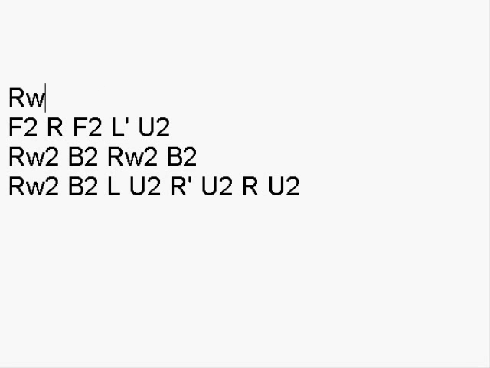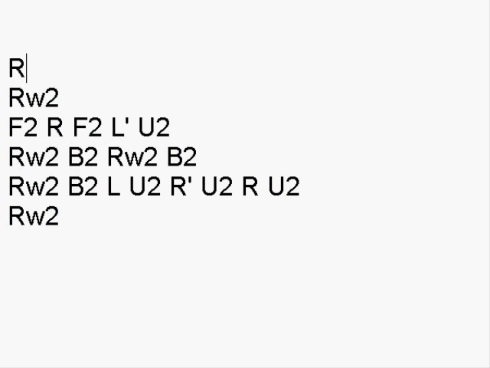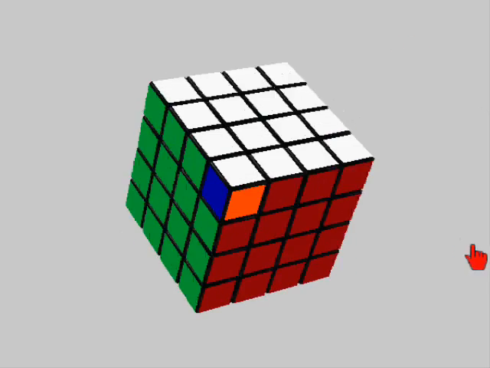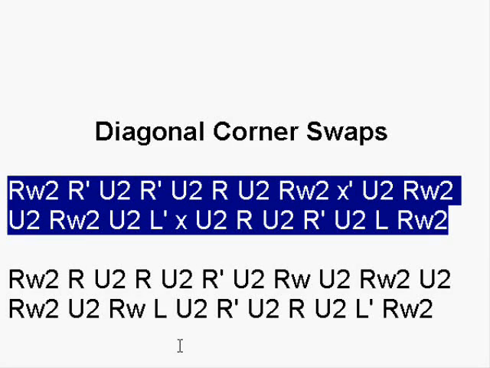So from this point, we can just add an RW2 and make it a two corner swap with the corners unoriented. From that point, we can just do a set of move R prime and undo it with R. Applying this, and this one is 21 half turns, which is the same length as this one.